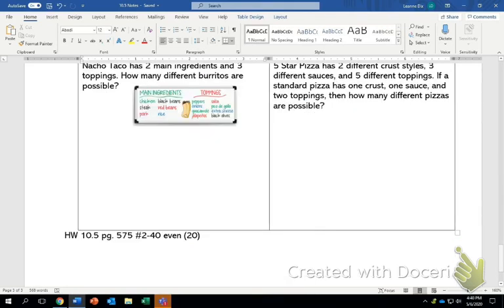Example 6 is all about food, so this will be fun. Example 6.1 says nacho taco has 2 main ingredients and 3 toppings for a meal. How many different burritos are possible? And it gives you a menu below.